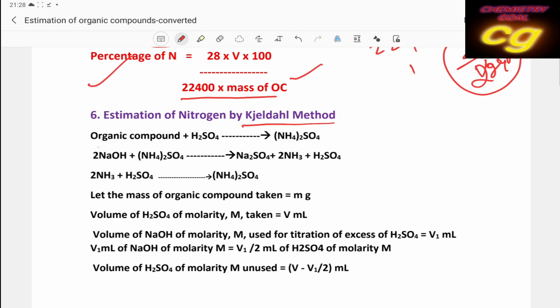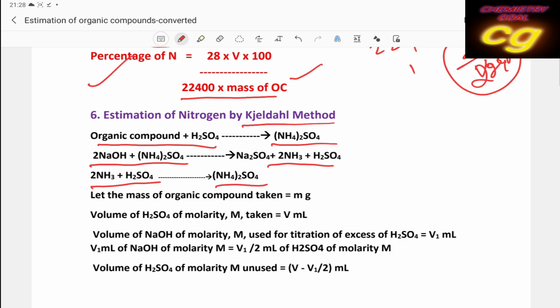When the organic compound is heated in the presence of sulfuric acid, the nitrogen present will be converted to ammonium sulfate. Then when it is heated with sodium hydroxide, it produces ammonia gas. That ammonia gas reacts with sulfuric acid, converting to ammonium sulfate.